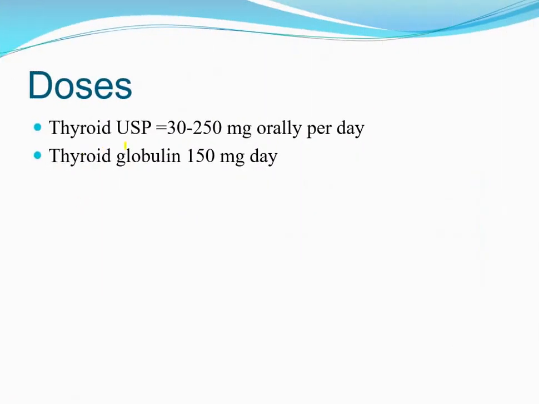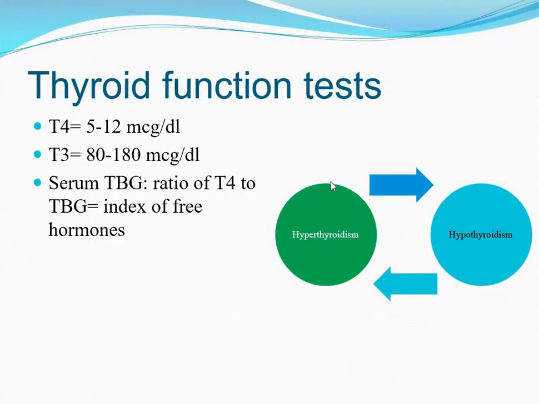So in case of hypothyroidism, you need to give supplements of T3 and T4, like thyroid preparations. And in case of hyperthyroidism, you have to stop the iodine condensation. This is the basic principle of the pharmacotherapy.